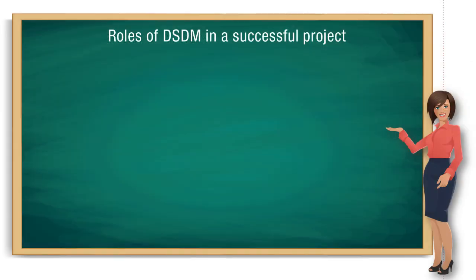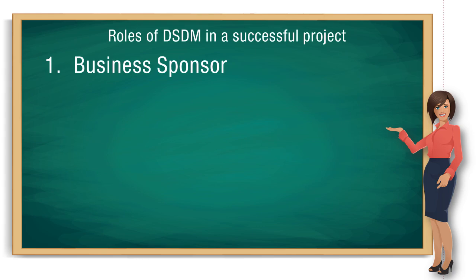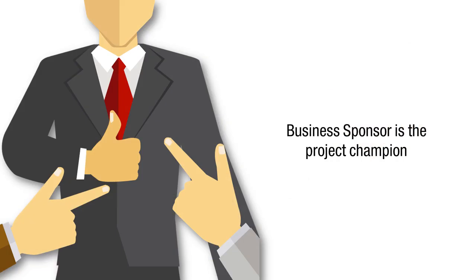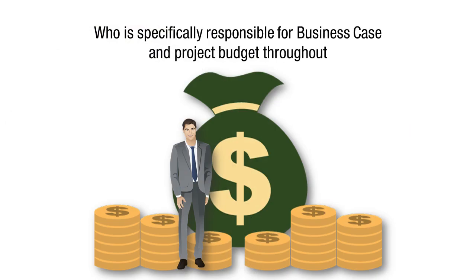Next, we will learn about the roles of DSDM in a successful project. First role of DSDM is business sponsor. This role is the most senior project-level role. The business sponsor is the project champion who is specifically responsible for the business case and the project budget throughout.